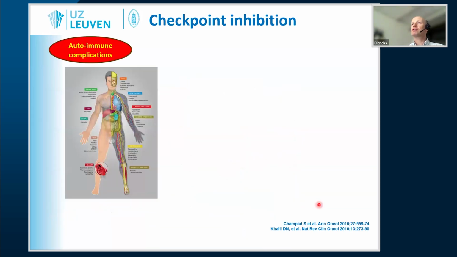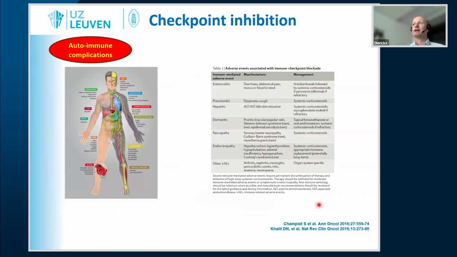And of course, here we also have side effects. As I already told, if you continue activating your immune system, there's the risk that it will also attack your own body, and then you have autoimmune complications. So you see a lot of autoimmune complications with those checkpoint inhibitors of the gastrointestinal tract, the lungs, liver, skin, neuropathies, endocrinopathies, and so on.